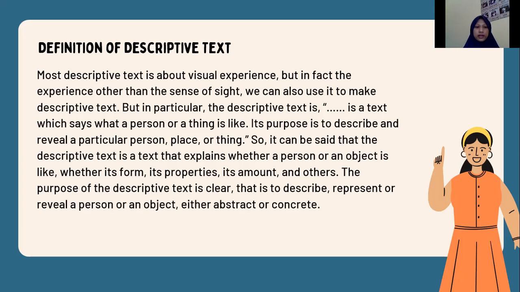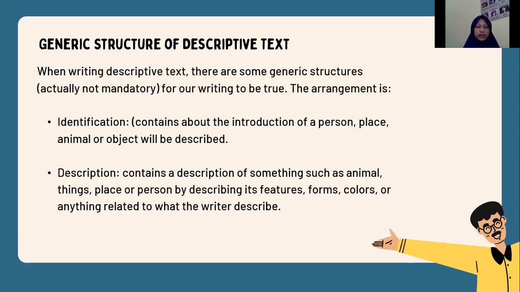So it can be said that the descriptive text is a text that explains what a person or an object is like, whether its form, its properties, its amount, and others. The purpose of the descriptive text is clear, that is to describe, represent, or reveal a person or an object, either abstract or concrete. The generic structure of descriptive text: identification.